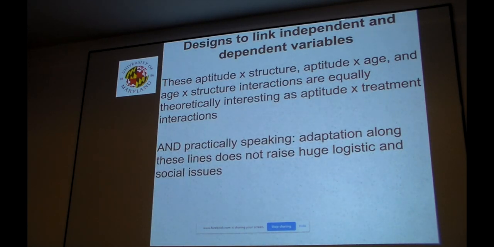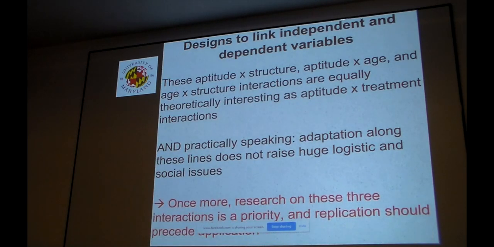Practically speaking, adaptation along these lines, teaching in a different way, drawing on a different aptitude for a different structure, that's not going to offend anybody, okay? So you don't have the problems, the social issues, the apartheid question, and all of that. You only have maybe some practical issues, but even those are not as big. If you're going to teach different structures to the same people in different ways, you don't have to put them in different classrooms or anything like that. Obviously, if you want to teach everybody in a different way all the time, you will have to have many, many groups, and that's a big problem.